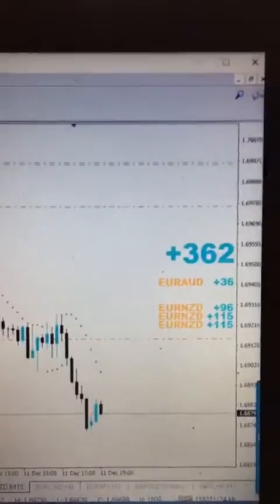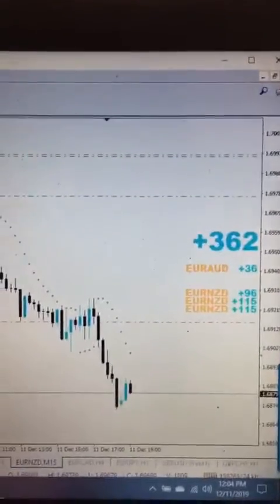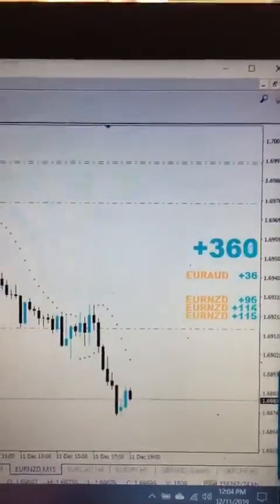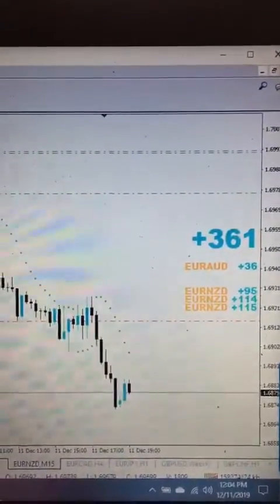So I'm going to tell you guys, this flat out works. Just get good top-down analysis and look for your entry. You've got to see which direction the trend is going. Very, very vital.